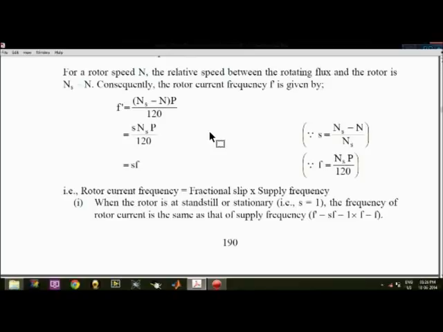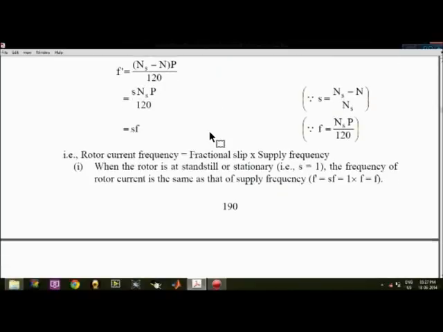The rotor current frequency means the frequency of the current flowing through the rotor, and it equals the slip into the supply frequency. When the rotor is at standstill or stationary, S equals 1, so the rotor current frequency is the same as the supply frequency. But when it starts to move, we get a slip from the formula (Ns minus N) by Ns, and that gives the rotor current frequency equal to slip times the supply frequency.